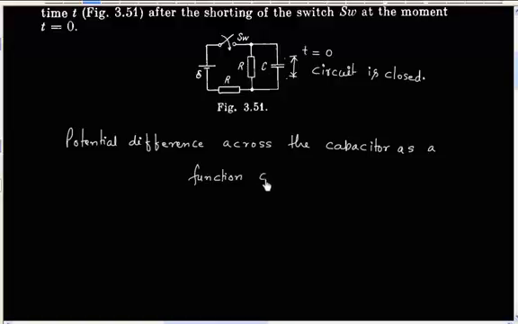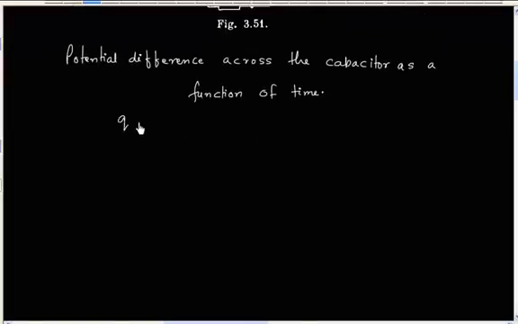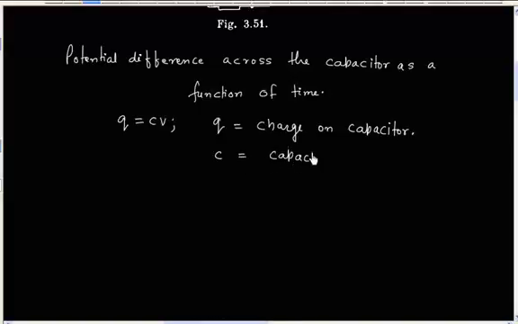As a function of time. Now you may remember the formula Q equals CV, where Q is the charge on the capacitor, C is the capacitance, and V is the voltage across the capacitor, or potential difference across the capacitor.